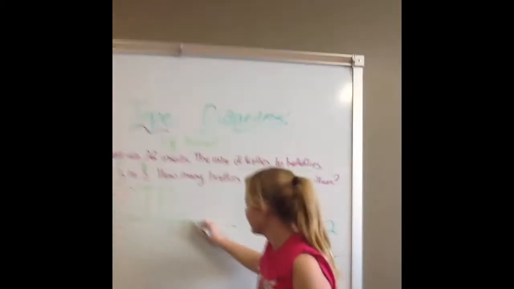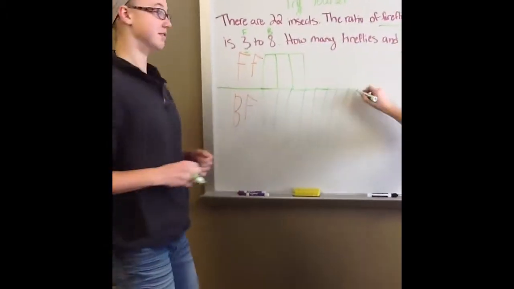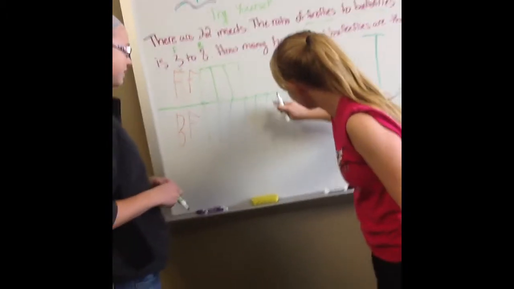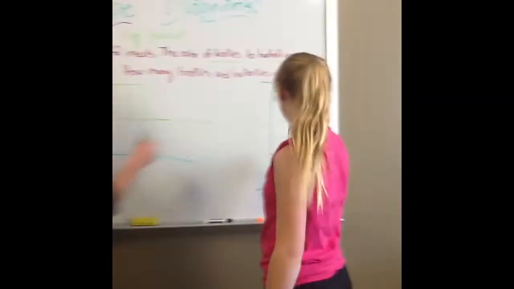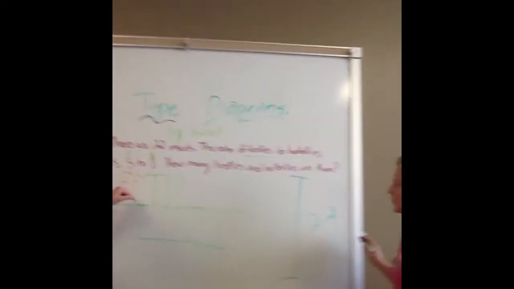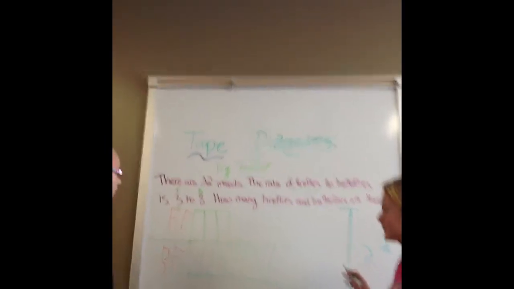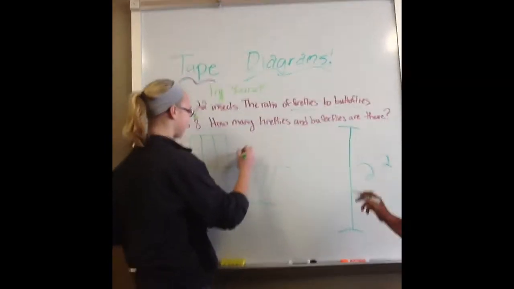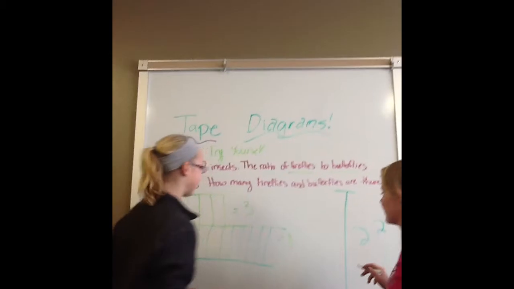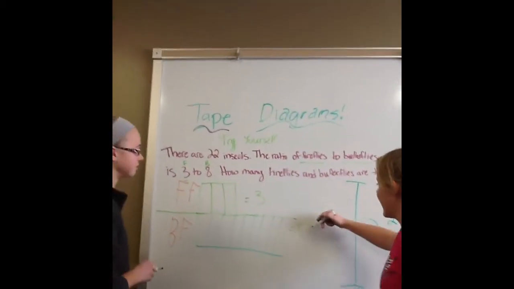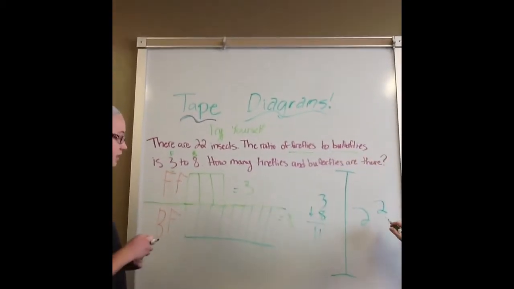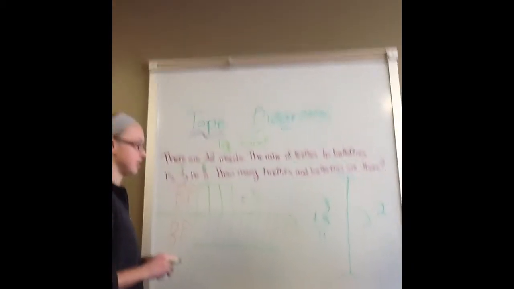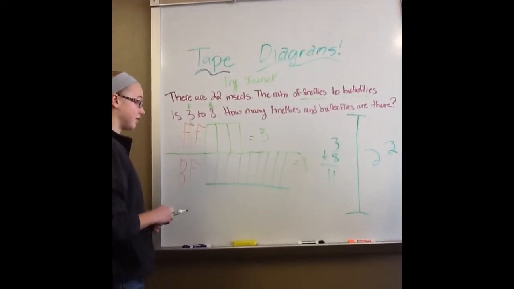for fireflies and 8 for butterflies. Okay. And the total is 22 altogether, because there are 22 insects in all. And you have to add 8 and 3. Okay, so you're gonna add these up. 3 plus 8 equals 11. 22 divided by 11 is 2.